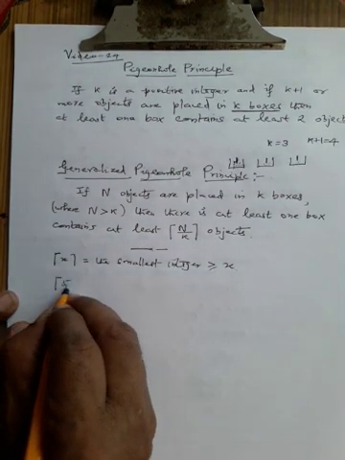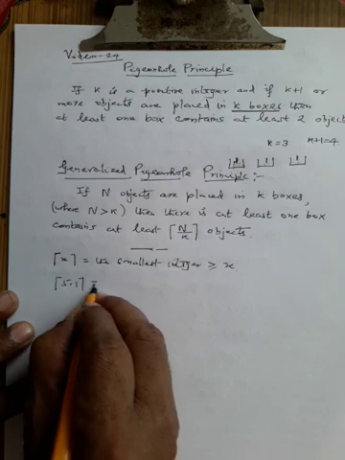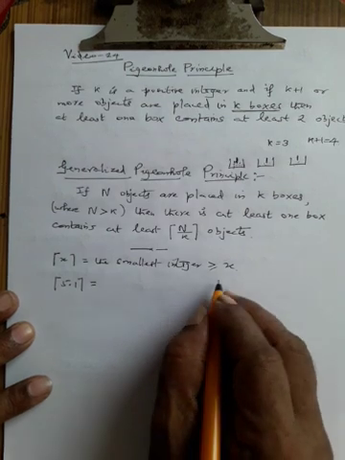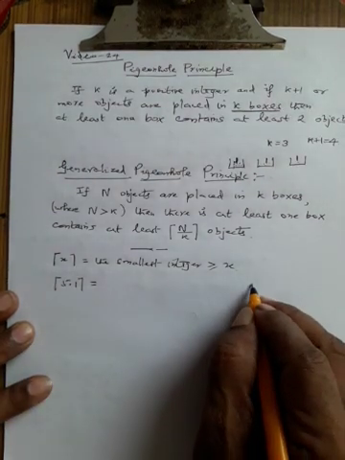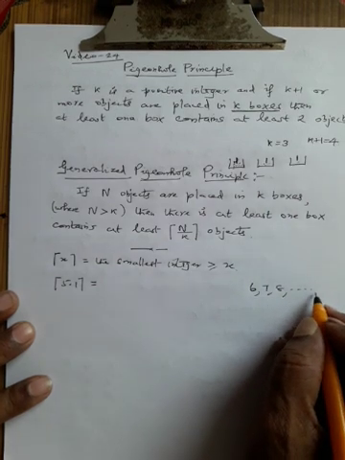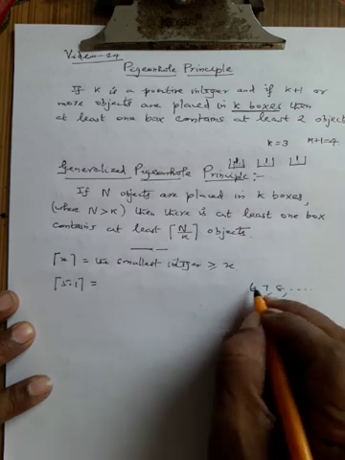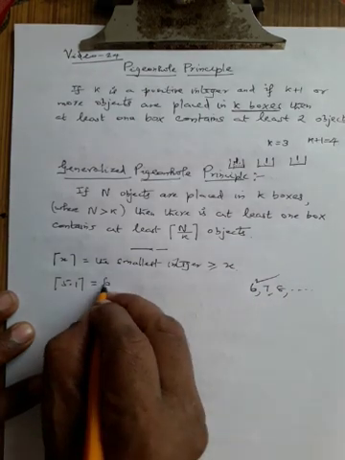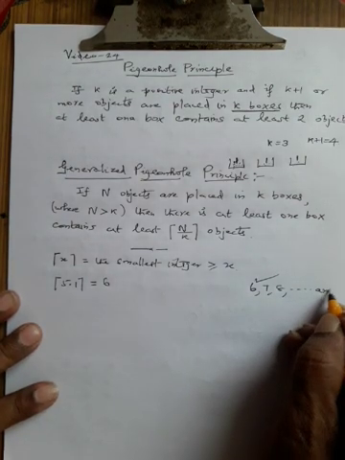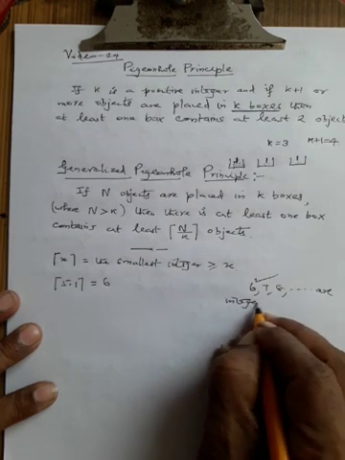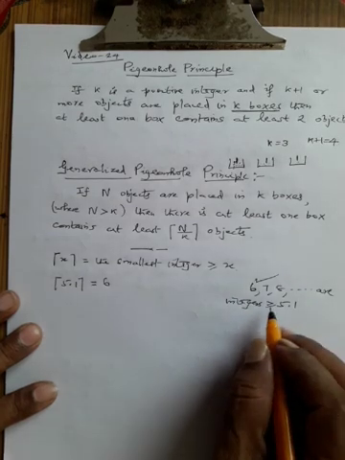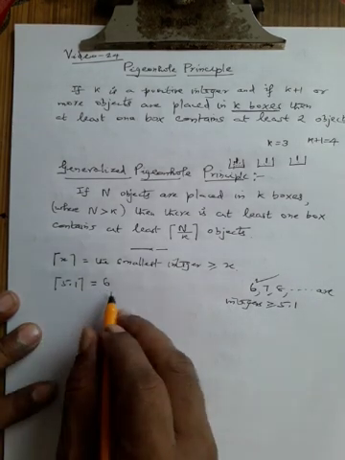For example, the ceiling of 5.1 is what? The smallest integer greater than or equal to 5.1. So x is 5.1. What are the integers greater than or equal to 5.1? 6, 7, 8, etc. Among these integers, what is the least? 6. So the ceiling of 5.1 is 6.